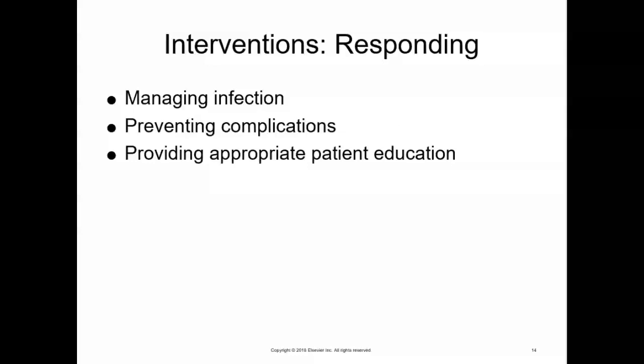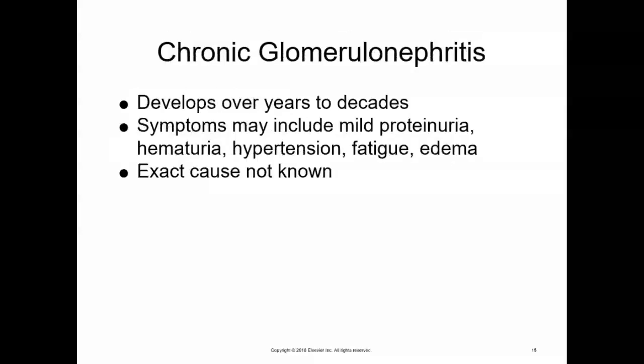If short-term dialysis is required to control fluid and electrolyte balance or uremic symptoms, explain vascular access care and dialysis schedules and routines. Chronic glomerulonephritis develops over years to decades. Mild proteinuria and hematuria, hypertension, fatigue, and occasional edema are the only symptoms.